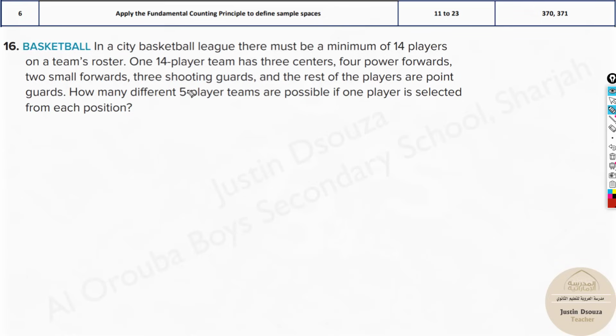Now you need to understand here they have told it's a 14-player team. So don't go and multiply 14. We need to know how many different category players are possible, the total possible outcome. Now here don't multiply. There are total 14. So there are 3 centers, 4 power forwards, 2 small forwards, 3 shooting guards, and the rest of the players are point guards.